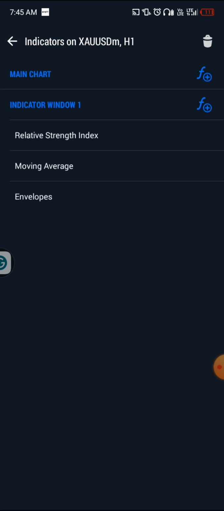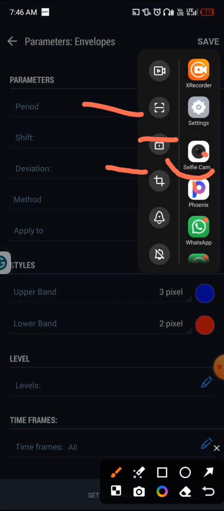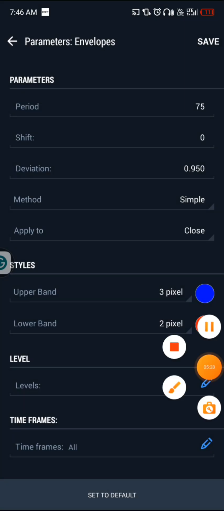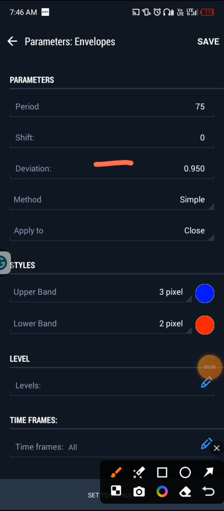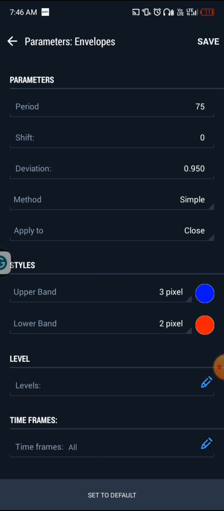So the third and the final indicator we're going to be using is the envelope. In your envelope, your period is going to be 75, your shift is going to be 0, your deviation is 0.95. Guys, take notes because the default deviation is 0.00 or thereabouts. So make sure you change it to 0.950. Okay, make sure you change it to 0.950.